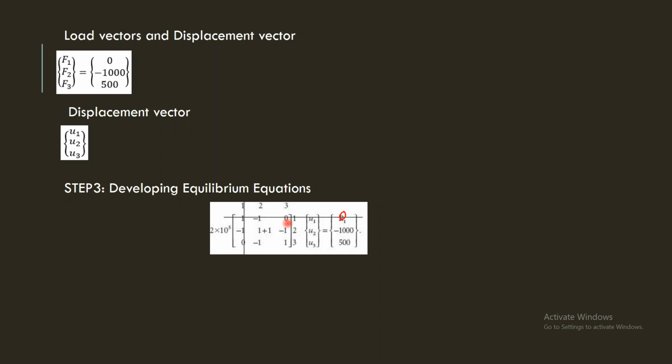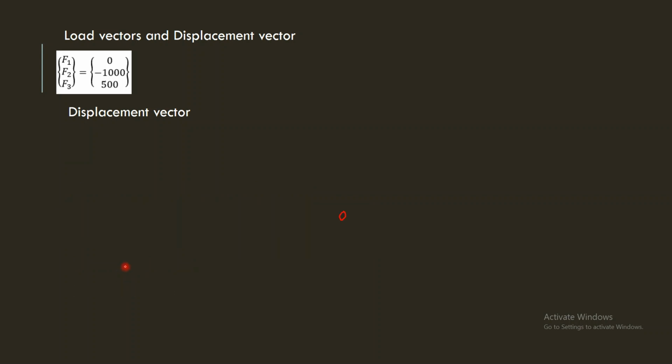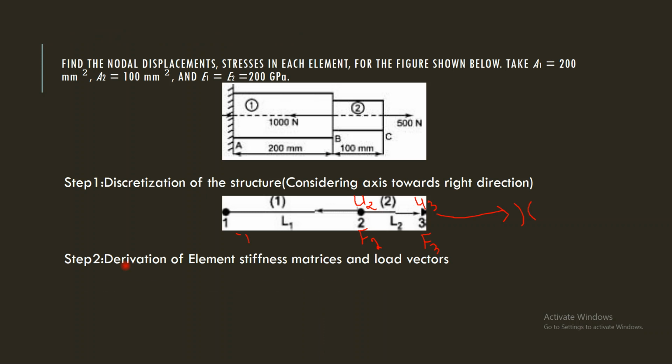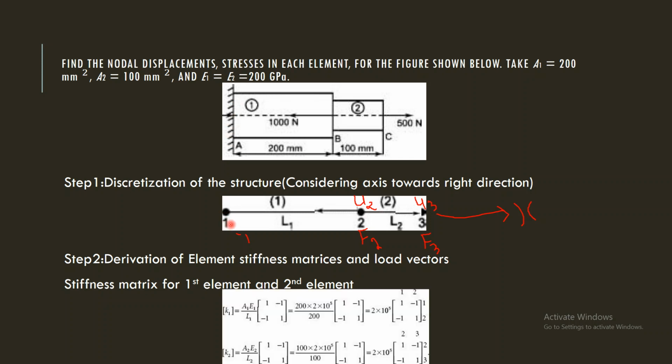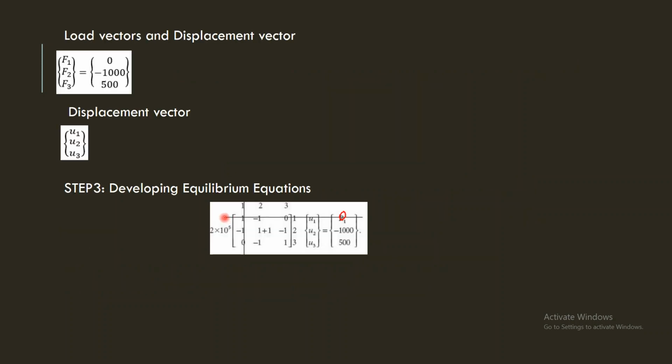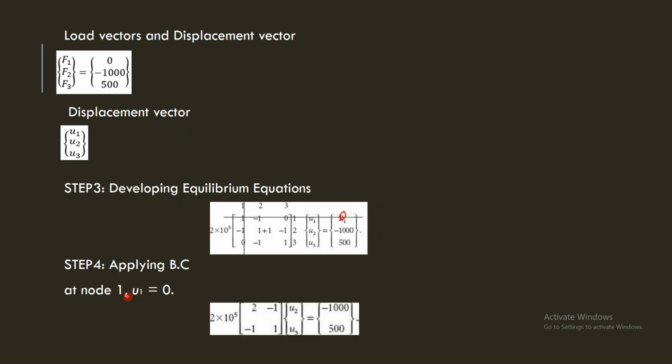What is step 4? Next step, applying the boundary conditions. So step 4 is applying boundary conditions. In order to do that, we have to look into the actual diagram. If you look into the actual diagram, the leftmost end is fixed, that is node 1 is completely fixed. Since node 1 is completely fixed, u1 should be equal to 0. Okay. So once you got u1 equal to 0, next thing is you have to apply the elimination method.